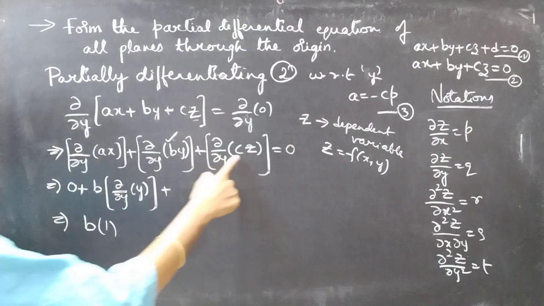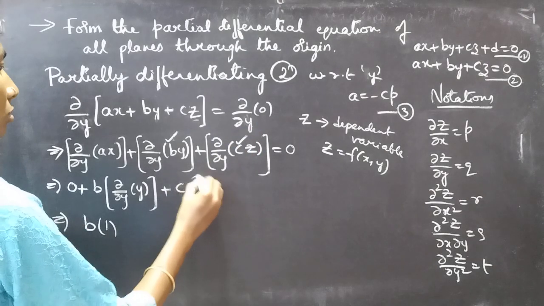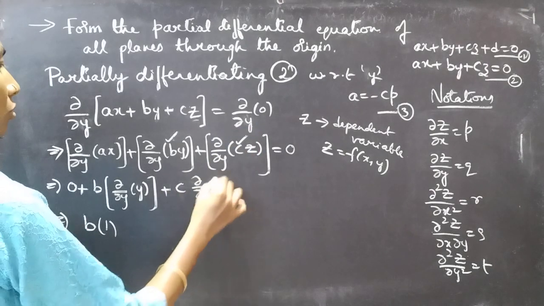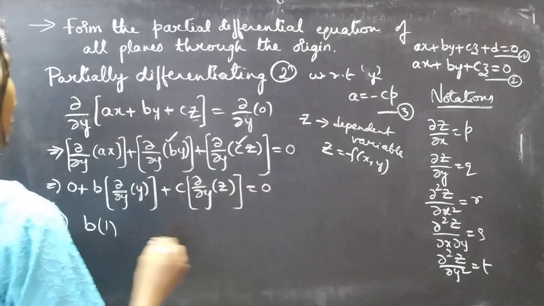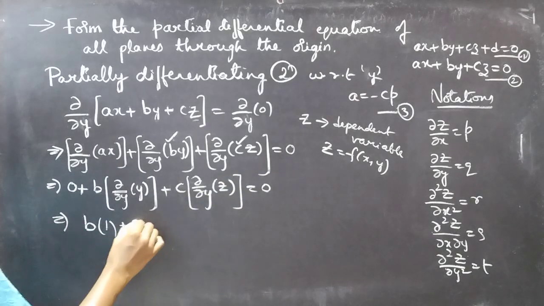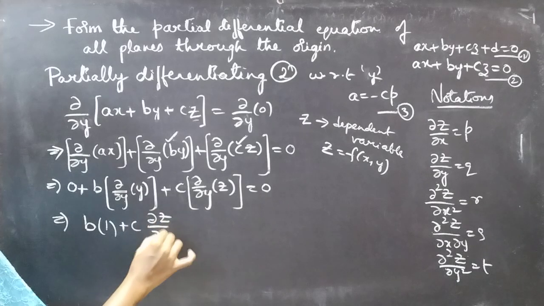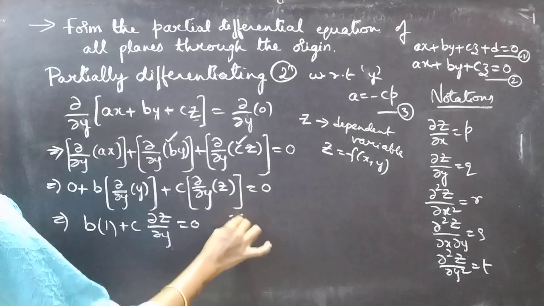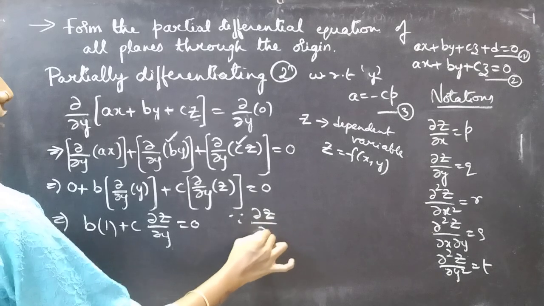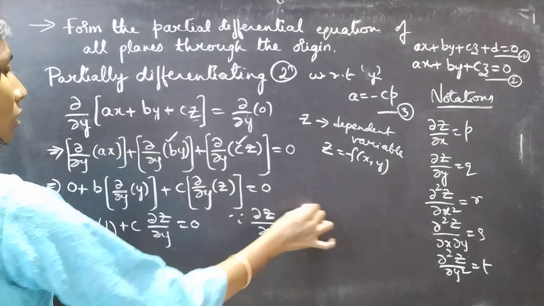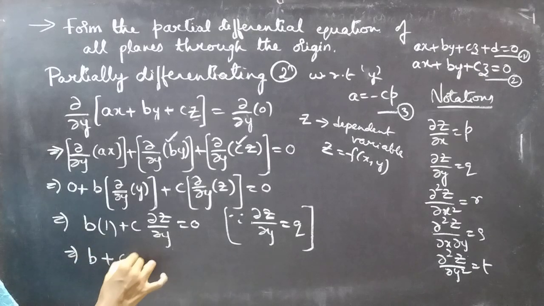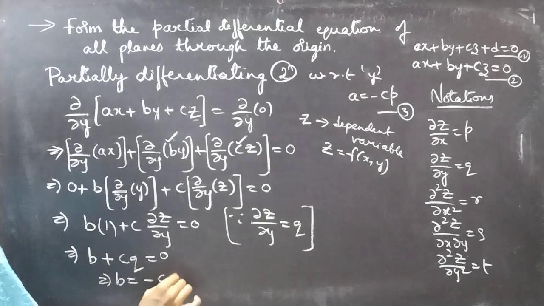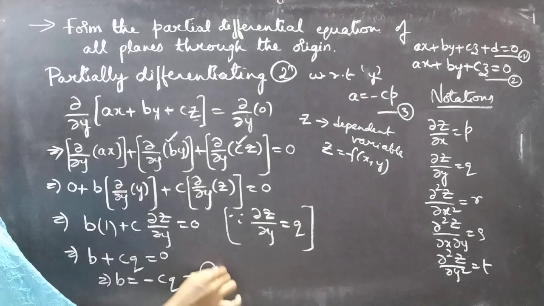Fine. Now we can write this as constant c into the partial derivative of z, equal to 0 plus c into dou z by dou y equal to 0. Since we have the notation dou z by dou y equal to q, let's replace it. We'll get b plus cq equal to 0. From this you'll get b equal to minus cq. Consider it as equation number 4.